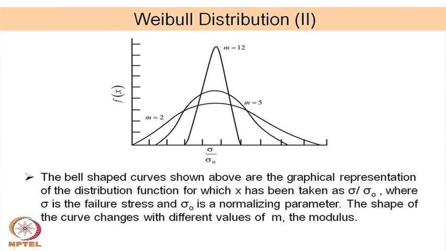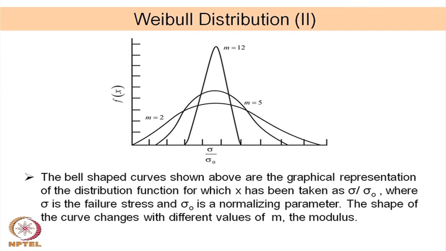If you plot this function as a function of a particular parameter, the stress parameter sigma by sigma 0, which becomes x, so f(x) against x, where x has been taken as sigma by sigma 0. This bell shaped curve, a Gaussian distribution curve, can be seen, and the distribution function for which x has been taken as sigma by sigma 0, as I just mentioned, where sigma is the failure stress and sigma 0 is some normalizing parameter.